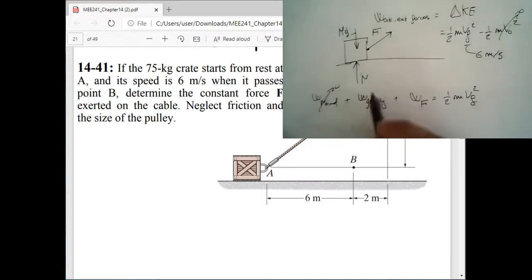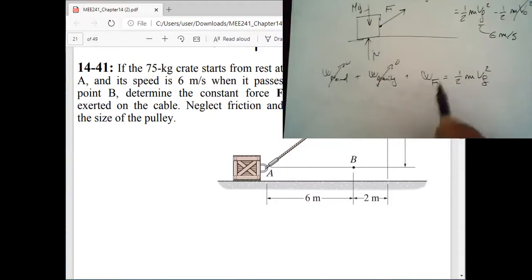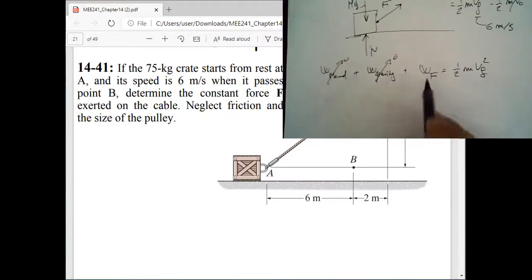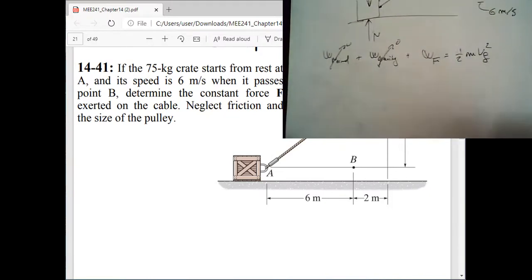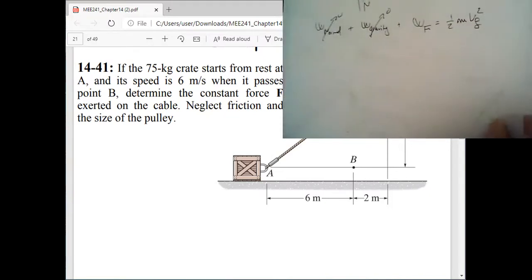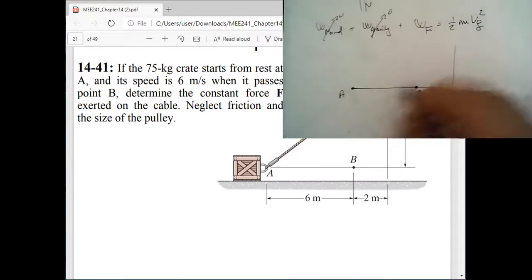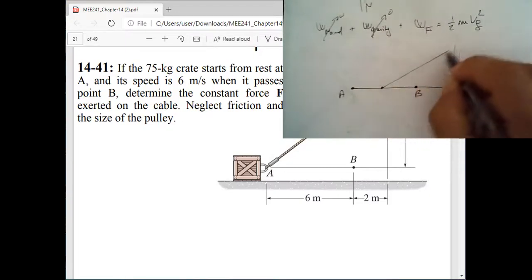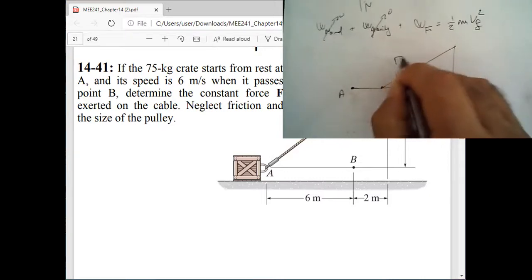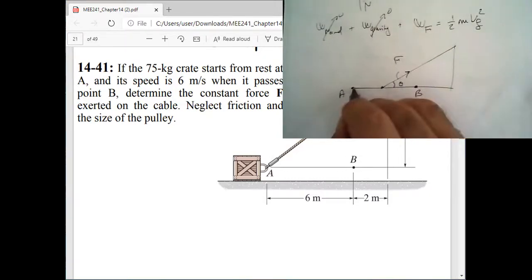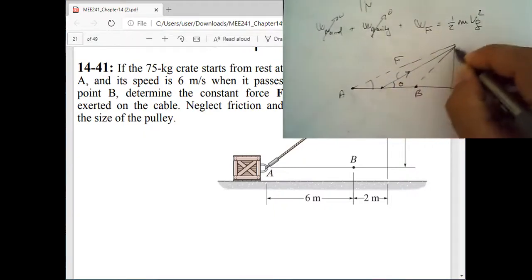How about the work of gravity? Also 0, right? Because this object is moving in a horizontal plane, so we only have the work of the force F. How am I going to find the work of the force F? Well, this is what is happening. Let me just do this very quickly. This is our system here, and we start at A and we end up at B. At any instant my force is going to be in that direction, and I'm making an angle theta, but that angle theta is changing. Initially theta is here, then here, and at the end theta is going to be here, right?